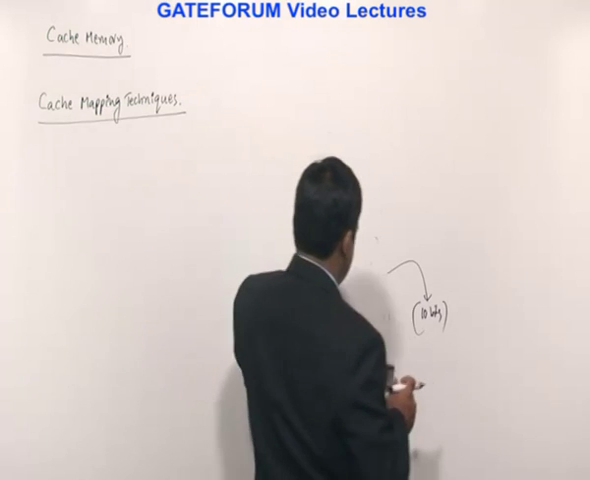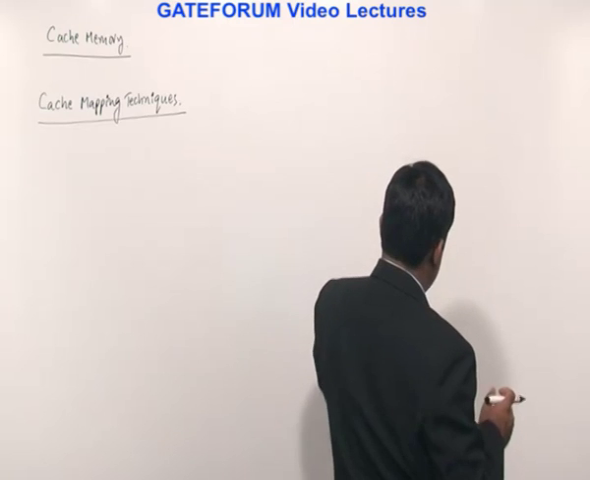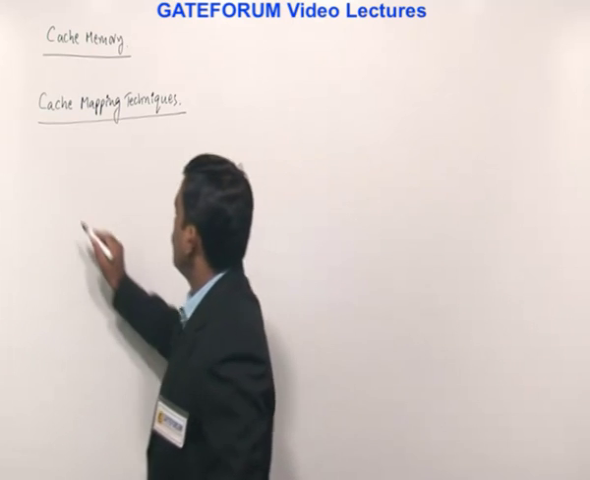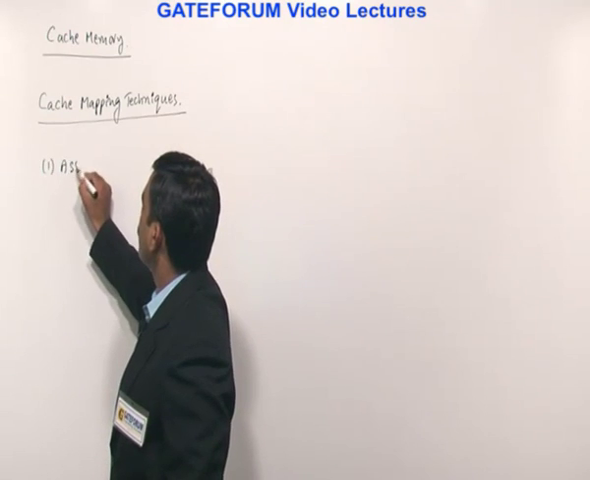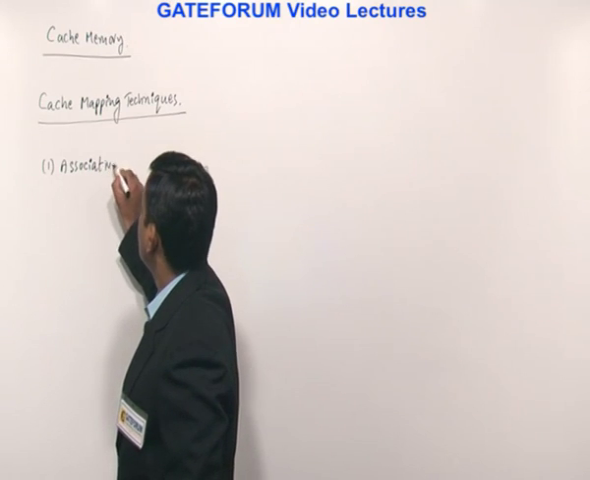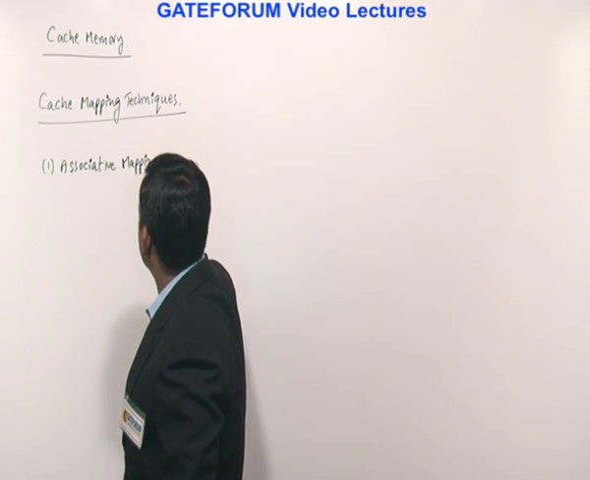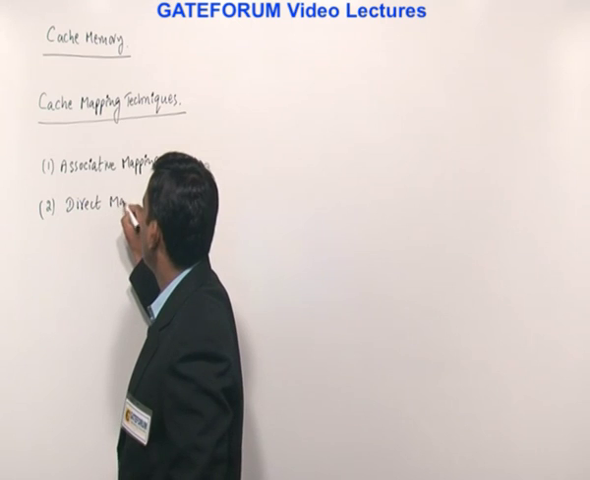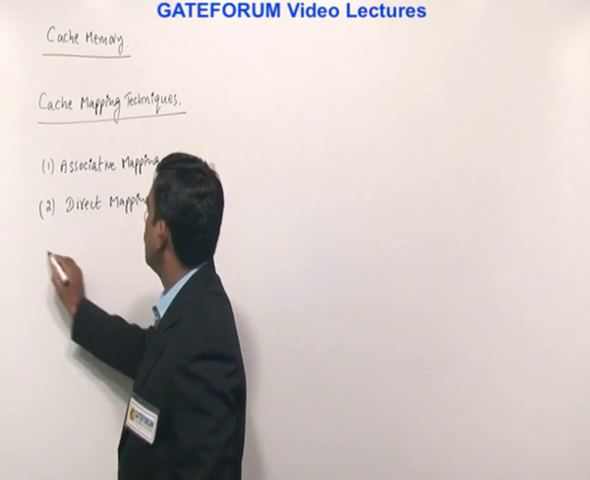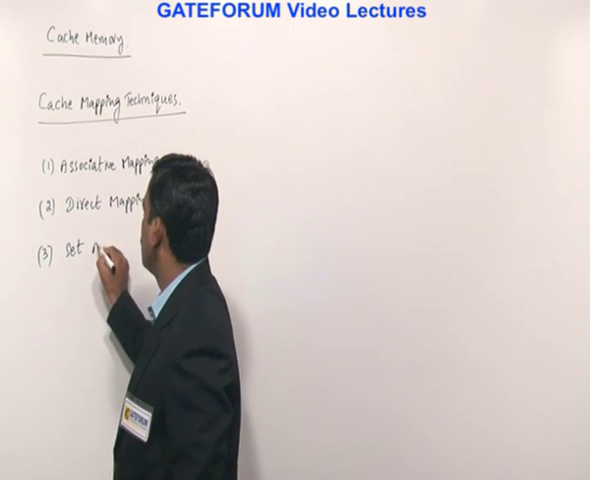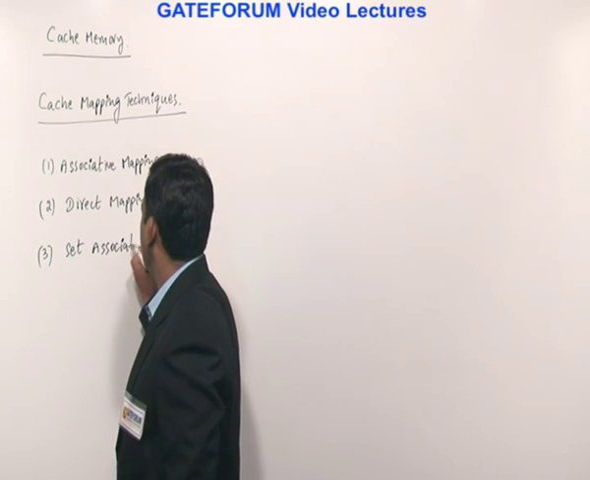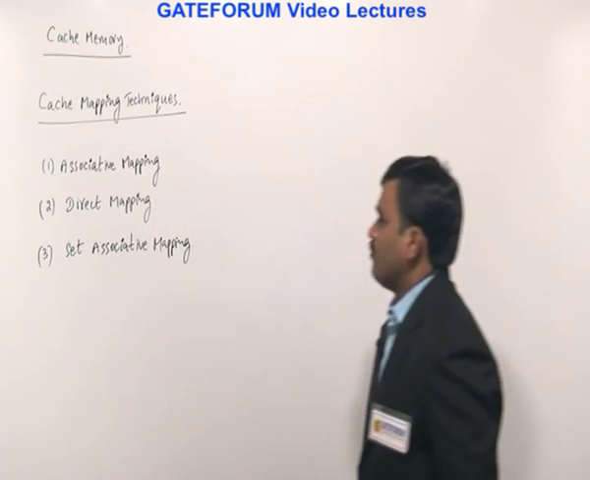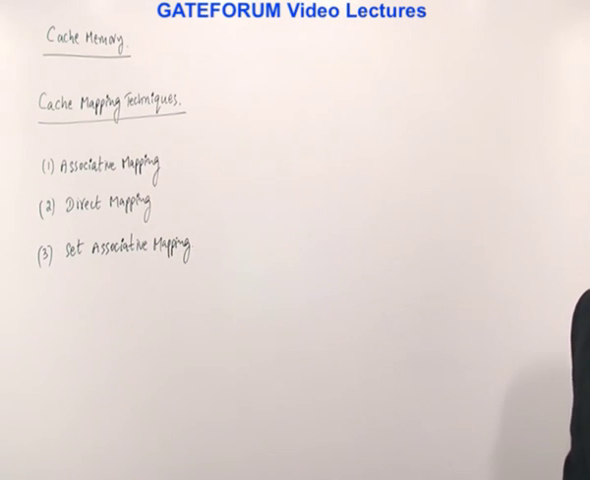For that, there are different techniques. This is one of the important topics in this memory system. Definitely the questions will come from this chapter, that is cache mapping techniques. The first one is associative mapping. The second one is direct mapping. The third one is set associative mapping.